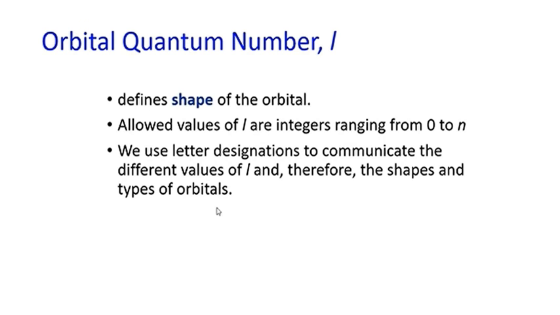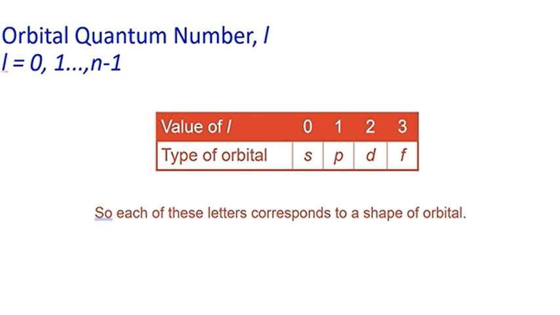So we use letter designations to communicate the different values of L and therefore the shapes and types of orbitals. Right here you can see, I think you know these things, S, P, D, F. Those are the orbitals. We have the S orbital, P orbital, D orbital and F orbitals. Each of these has a different shape.